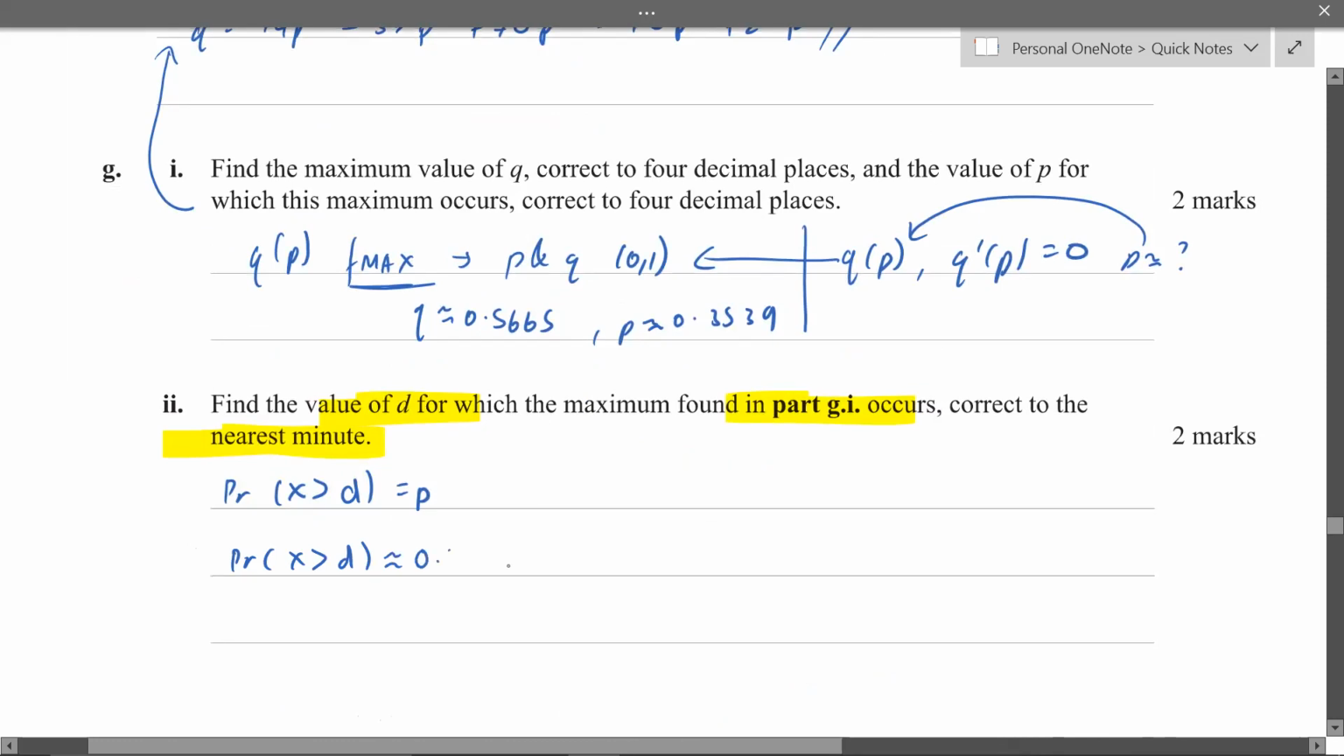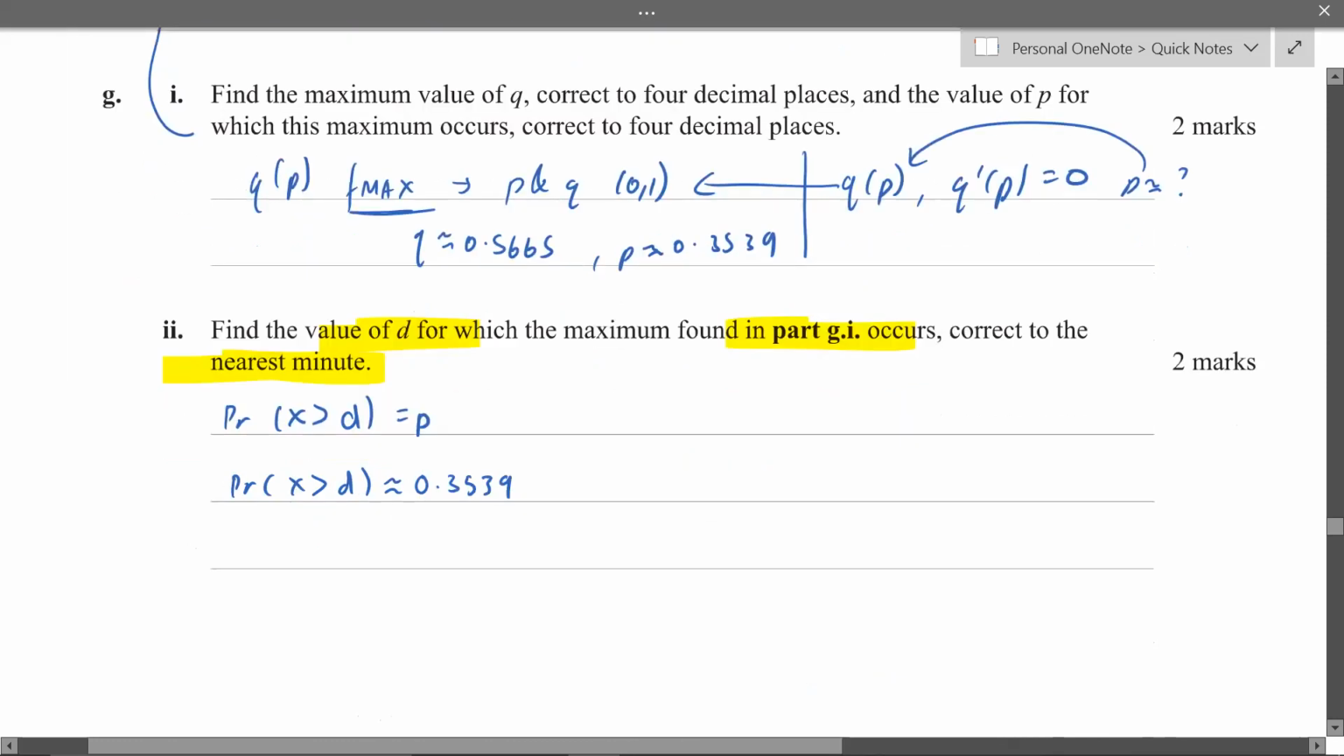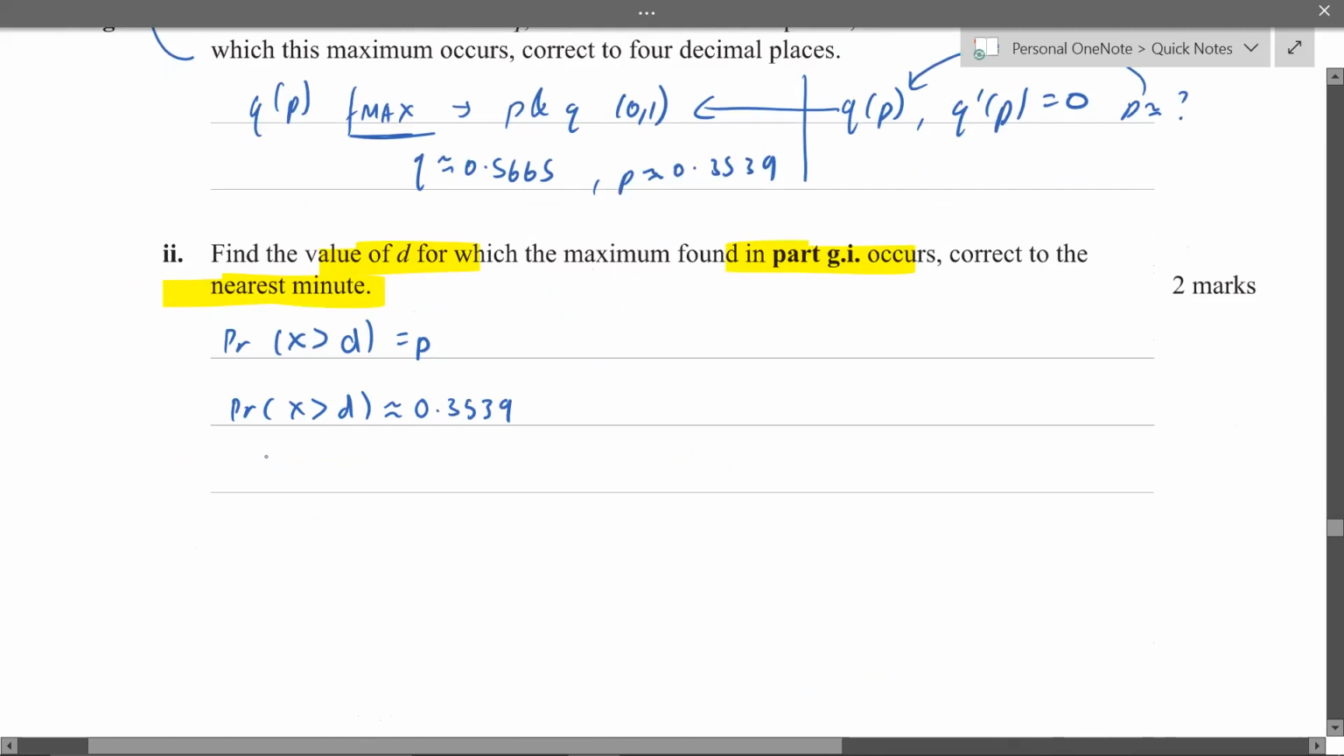0.3539. And if you recall the probability function from the first part, that would be the integral from 70 to D, again, because it's greater than D, D has to be the lower limit. Of f(t) dt is approximately 0.3539. And you just put that into your CAS and it will solve that D is approximately 49 minutes.